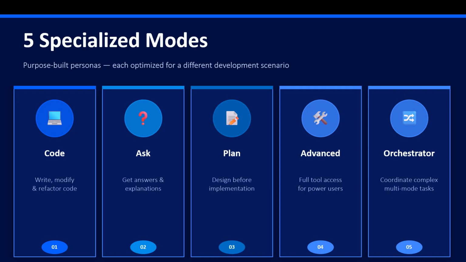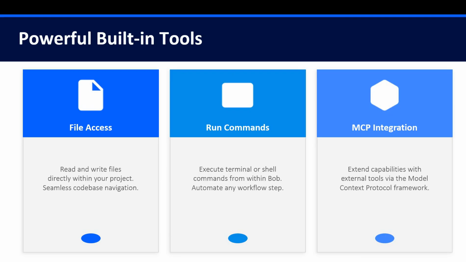So if you are working on a project and you are going to start a new project from scratch, and you want to prepare some design documents, you can plan it with IBM Bob. The next thing is Advanced. Yes, full tool access for power users, providing a set of tools that we can use for our development process. And the next thing is Orchestrator. Yes, it coordinates complex multi-model tasks as well. So these are the 5 specialized modes for IBM Bob.